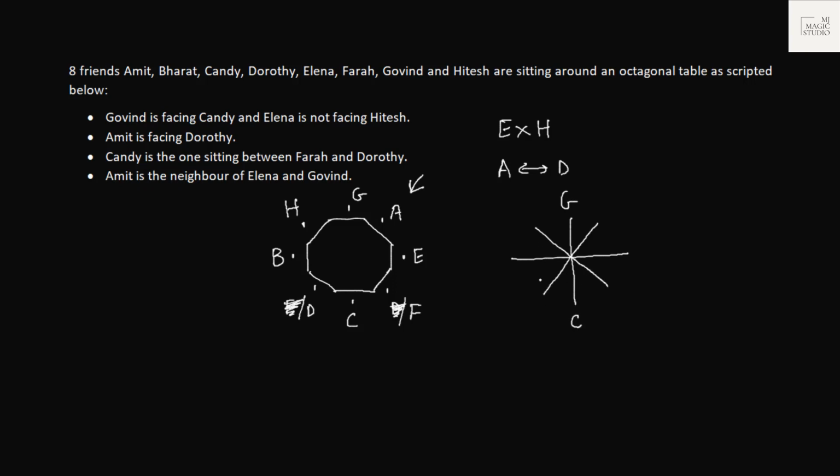Govind is facing Candy. Amit is facing Dorothy. Candy is sitting between Farah and Dorothy. Amit is neighbor of Elena and Govind. Elena is not facing Hitesh. F is facing Hitesh. Elena is facing Bharat. Now we can answer whatever question they ask.